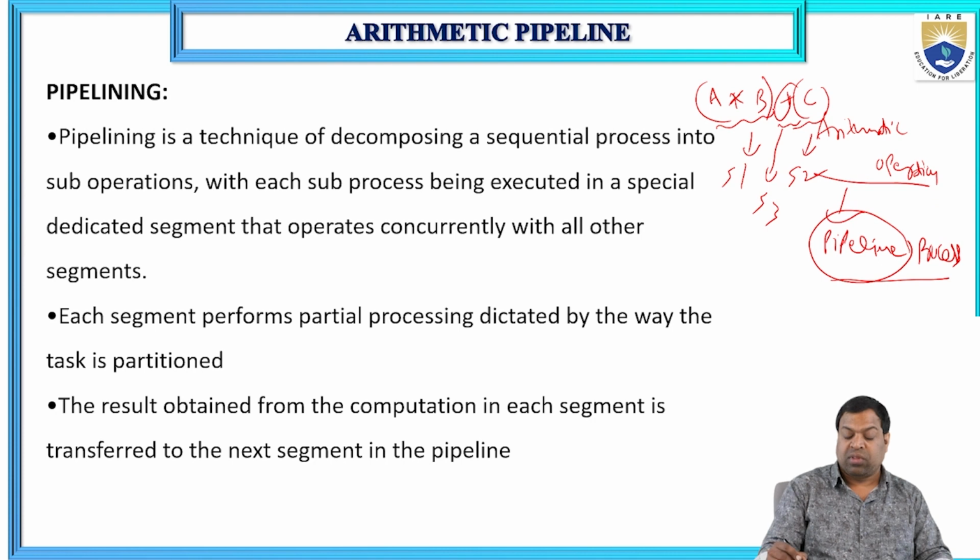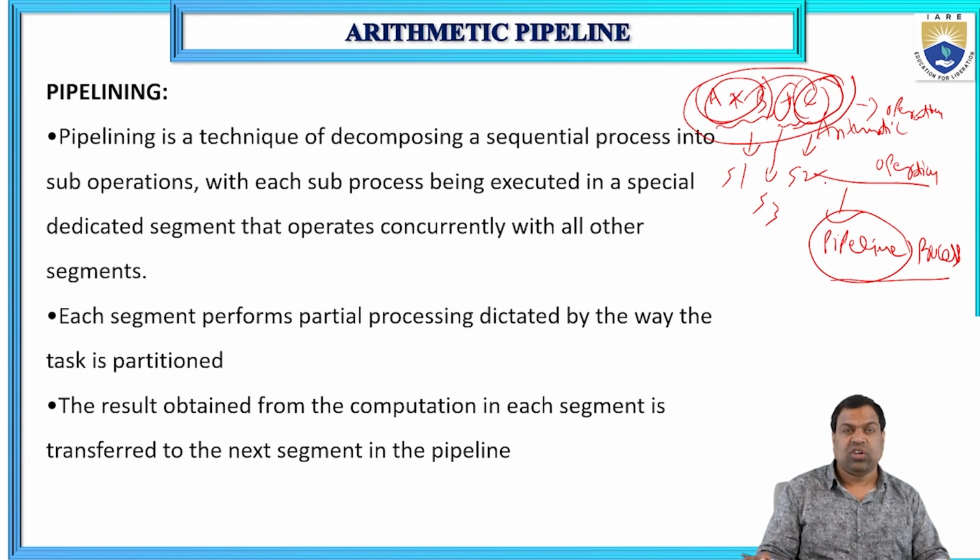A into B plus C is one operation, but we are dividing it into sub operations. Why? Because A into B is one operation, and we have to take the value of C as another operation. After getting the result of A into B, this result plus C we have to add. So these are called sub operations. The number of sub operations into which we divide the operation is called segments. Any operation we are dividing into segments.